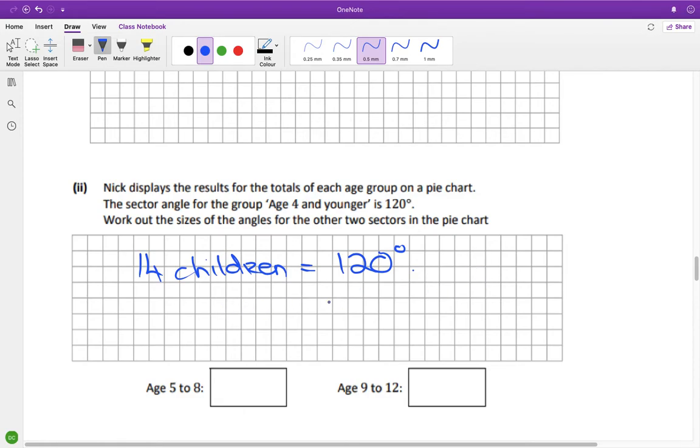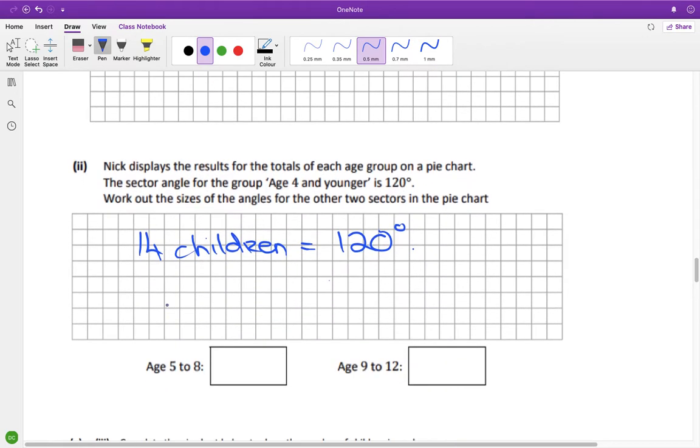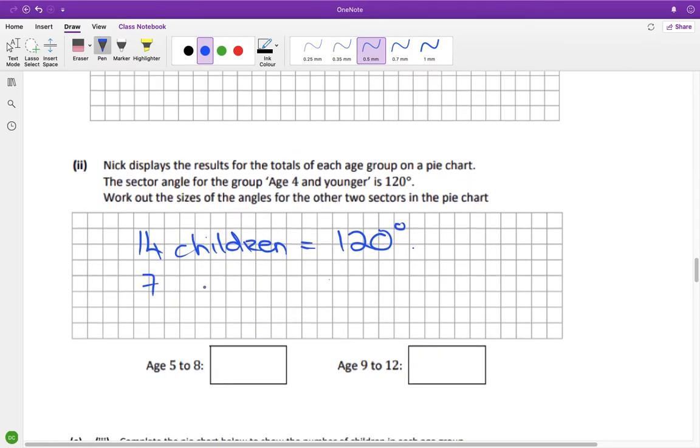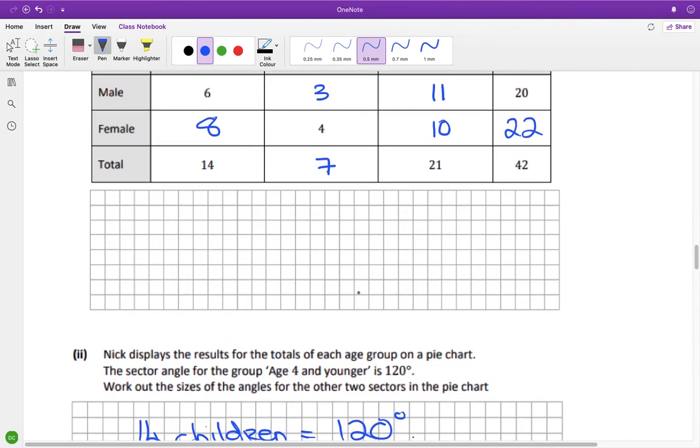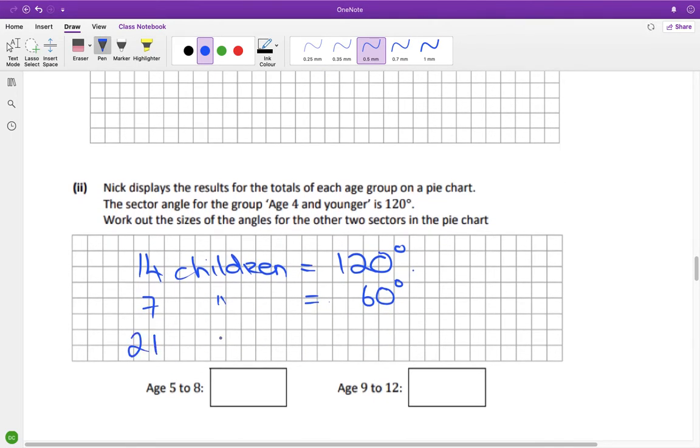Okay, so 14, so the 5 to 8 total was 7. Okay, so that's actually easy because that's just half. So that's 60 degrees, yeah? And then 21 children, so 21 is 3 times bigger than 7. So if I take 60 and multiply it by 3, I get 180 degrees.